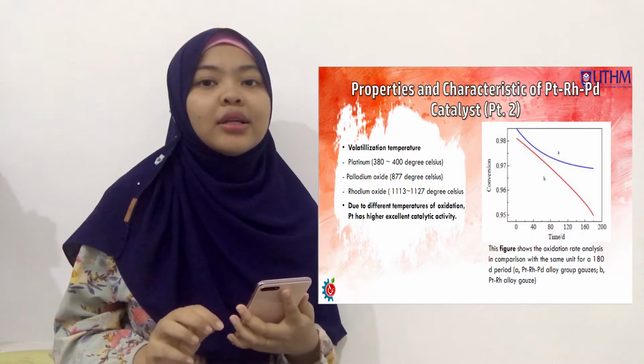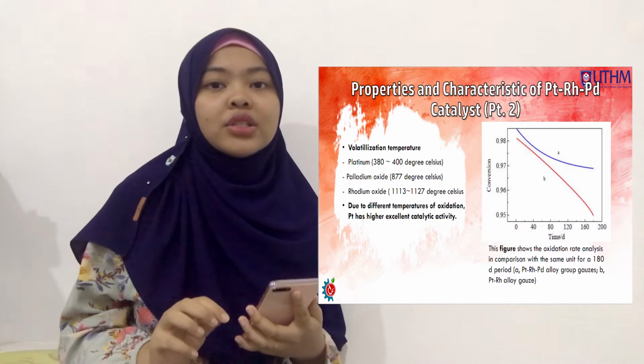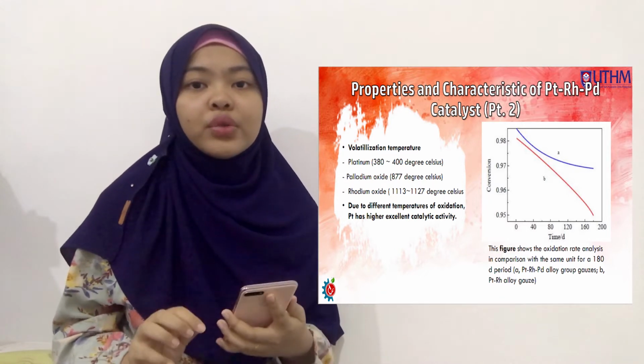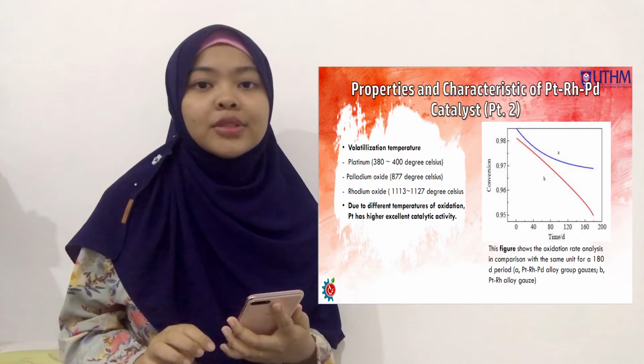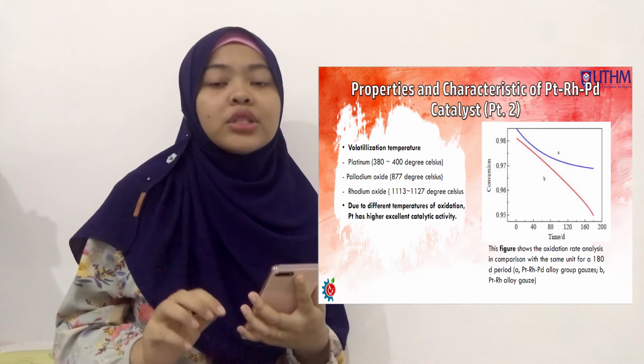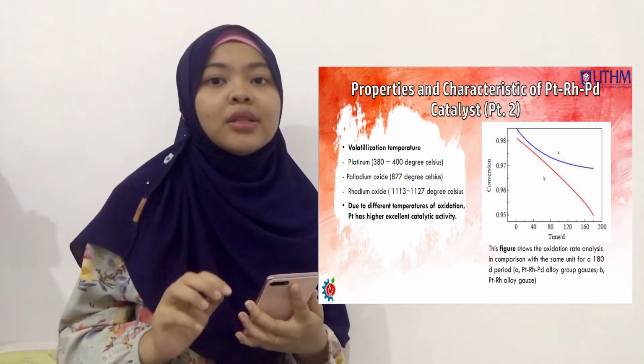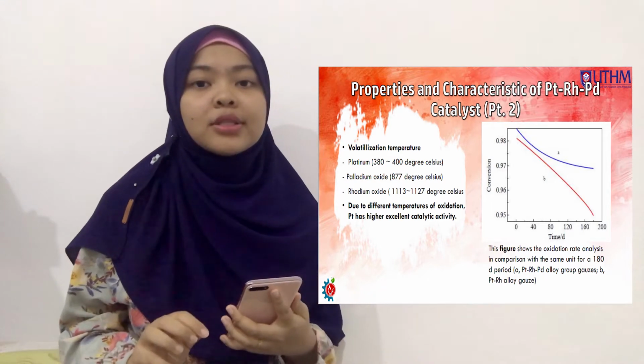The red line shows the conversion trend line of the rhodium and platinum group gauze, which is lower than the platinum, rhodium and palladium catalyst. That's all from me. Now we will proceed to the next part presented by my teammates.